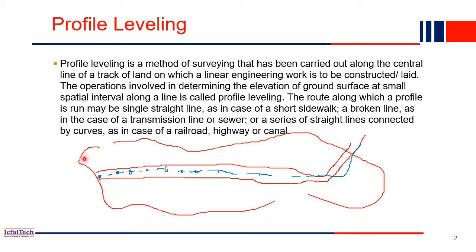And sometimes we construct canals also, right? The river is flowing somewhere outside the outskirts of the city, and somewhere we have the agricultural land. So what we do, we construct the canal, right? In the canal also, water will flow by gravity. So that's why we have to make this profile leveling, so that we can understand which area is higher elevation, which area is lower elevation, so that water can flow from higher to lower elevation.